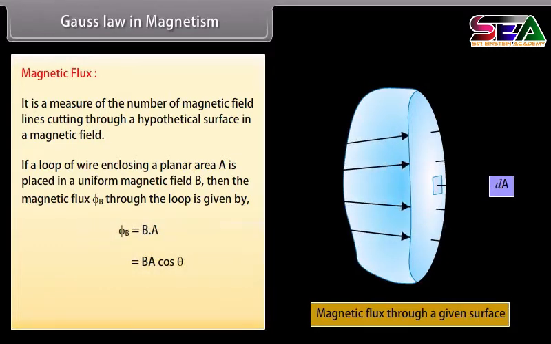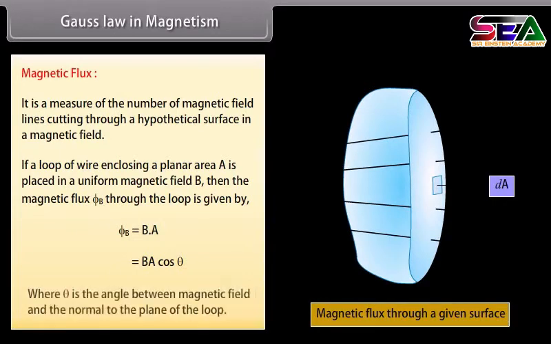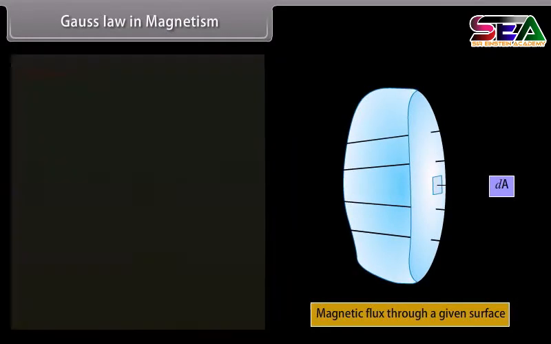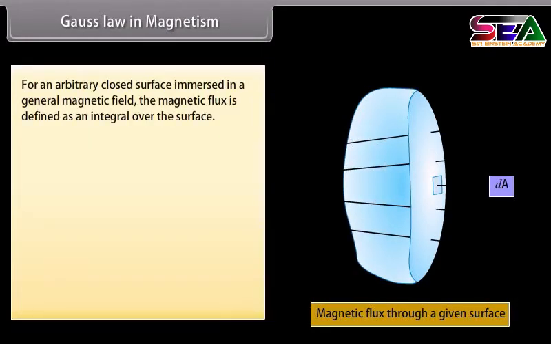which is equal to BA cos theta, where theta is the angle between magnetic field and the normal to the plane of the loop. For an arbitrary closed surface immersed in a general magnetic field, the magnetic flux is defined as an integral over the surface. Phi B is equal to closed integral of B dot dA.